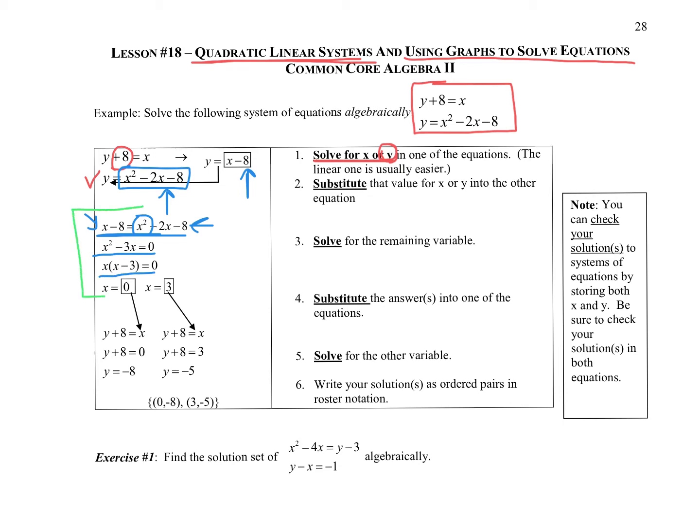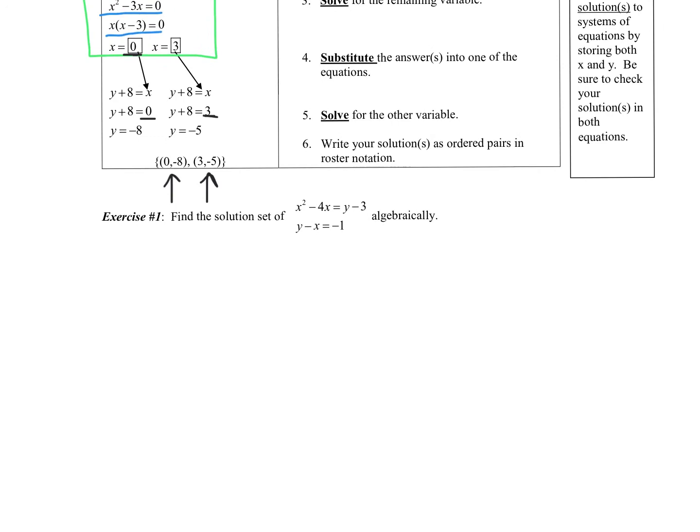This piece of the problem could have shown up in that previous lesson, but we're adding the systems piece, so we don't just find x's. Since my original equations started with x and y, I have to plug in those x values, the 0 and the 3, to find the y values. When I plug in 0, I get negative 8, and when I plug in 3, I get negative 5. So here I have two points, (0, negative 8) and (3, negative 5), and those are my two answers.